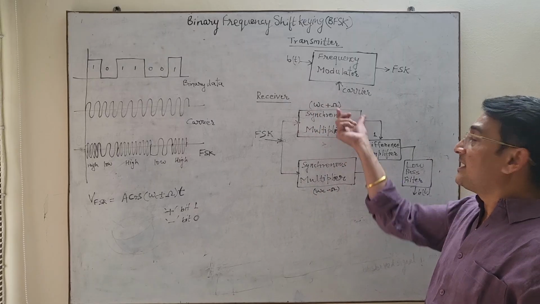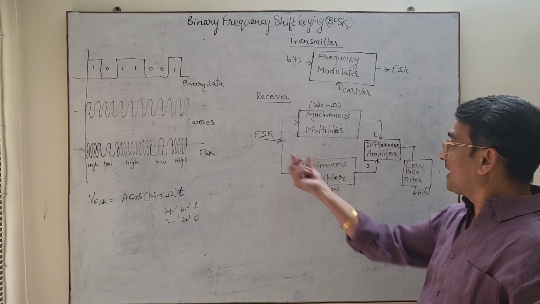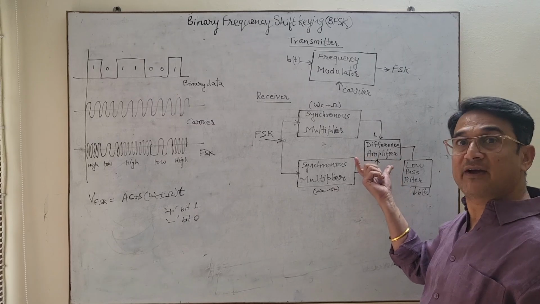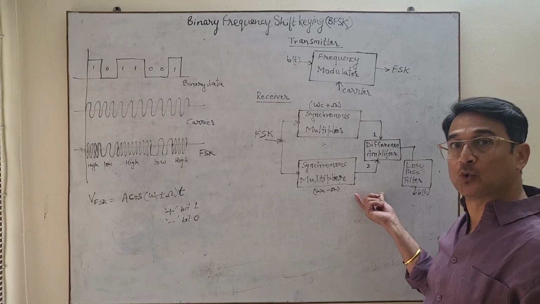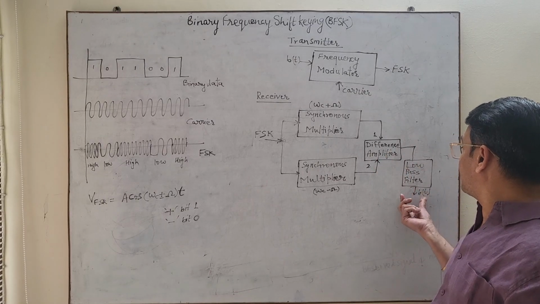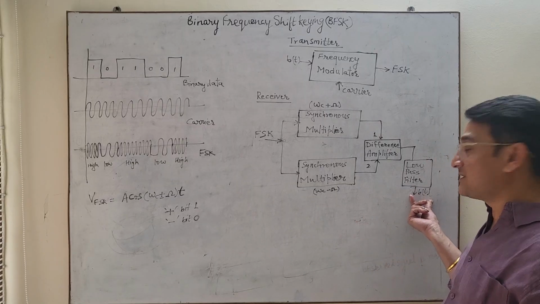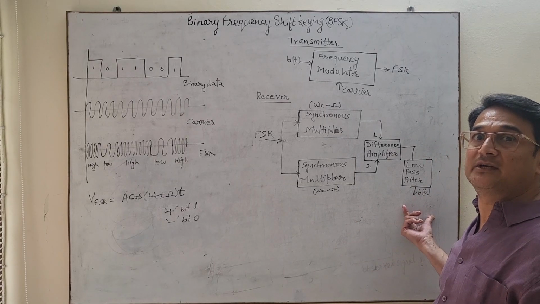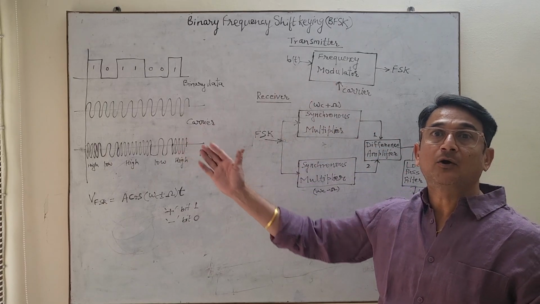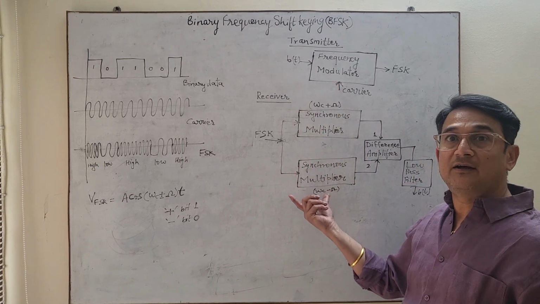After multiplication, this signal is given to difference amplifier input 1, and this signal is given to difference amplifier input 2. The output of the difference amplifier will always be input 1 minus input 2. The difference amplifier's output is finally given to the low pass filter, and the low pass filter will remove the high frequency component, and the bit sequence b(t) will be received at the output end. This is how binary frequency shift keying operation is done at the transmitter and at the receiver.